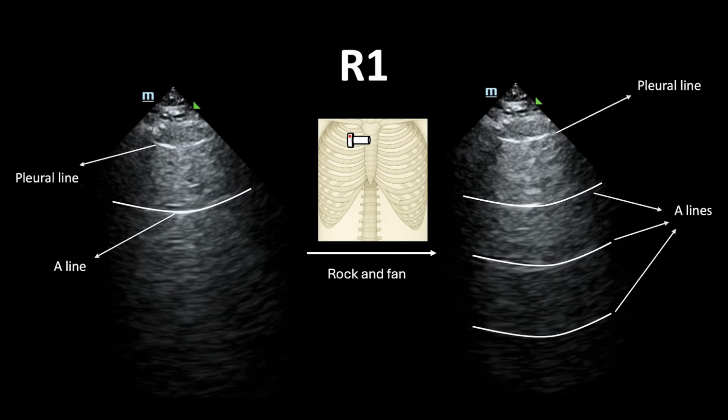The most important artifact to detect when scanning the anterior lung fields are A lines. The more A lines you see on the screen, the more perpendicular you are to lung tissue. Thus, rock and fan your probe to bring out as many A lines as possible.